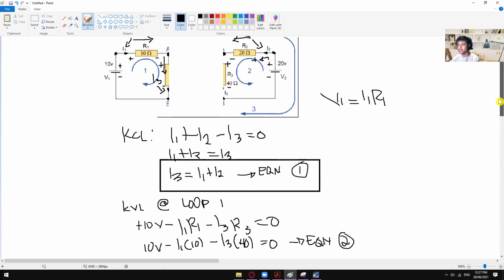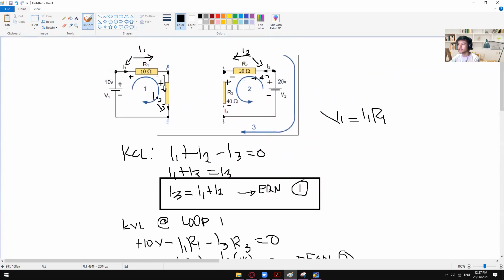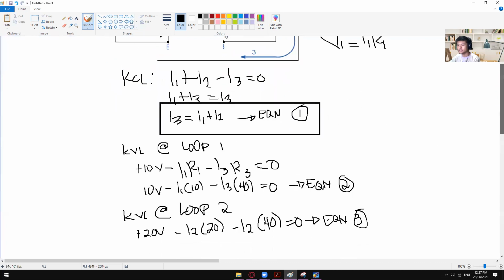Were you guys able to follow so far, and how we got the equation number 3? So KVL at loop 2.